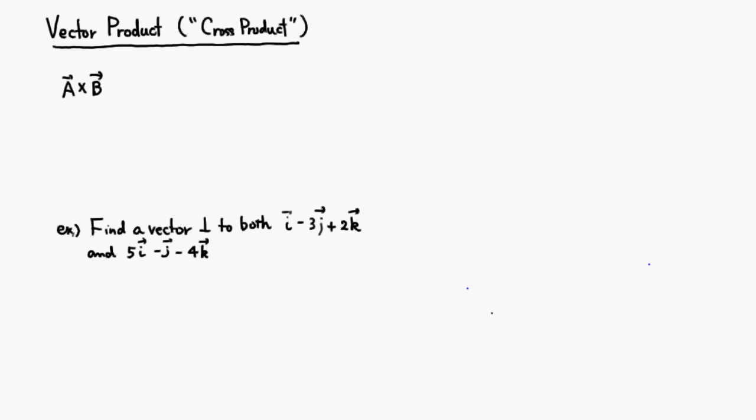Alright, let's look at the vector product, or cross product, of vectors. Let's say you have vector A and vector B, just like before, and vector A cross vector B is defined to be, I'm going to use the determinant notation, here is the vector i and vector j and vector k. Note that the vector i is simply 1, 0, 0, and the vector j is just 0, 1, 0, and the vector k is 0, 0, 1.